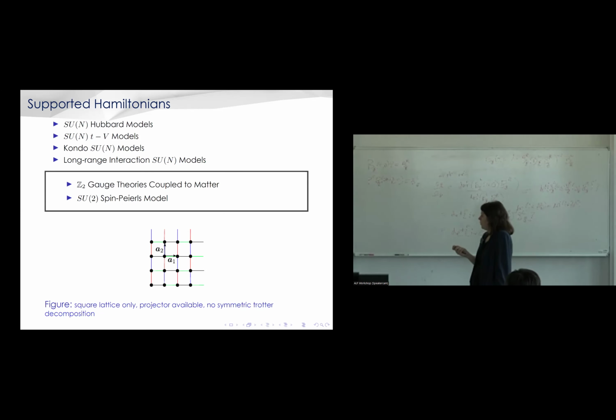And then, projectors are available for all of these, I guess. I was just noting that. But these last two families are, as far as I can tell, for the square lattice only. And there's not a symmetric Trotter decomposition, so that's something to be aware of when you're working with them.